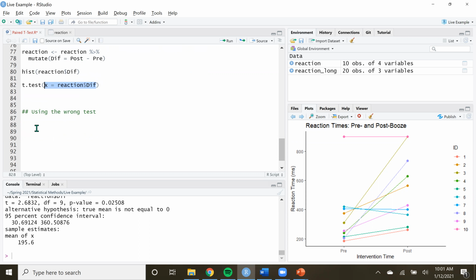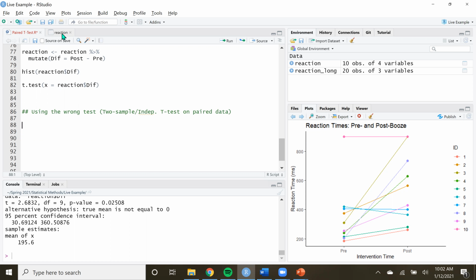Now, what happens if you accidentally do the wrong test? What if we were to use a two sample, or, oh my gosh, independent t-test, on paired data? This is wrong. You should not do this. And I know you would never do this. Of course not. But there are some people out there that will do this without even thinking, okay?